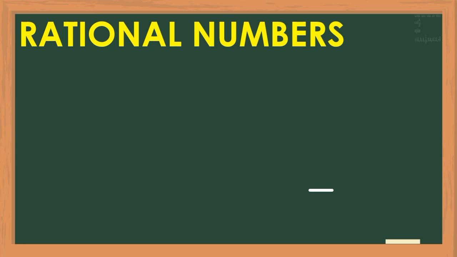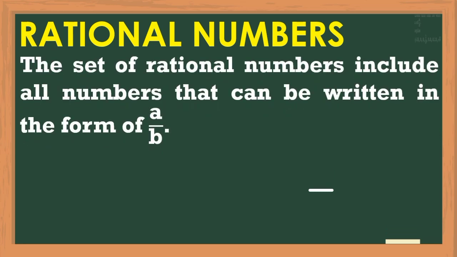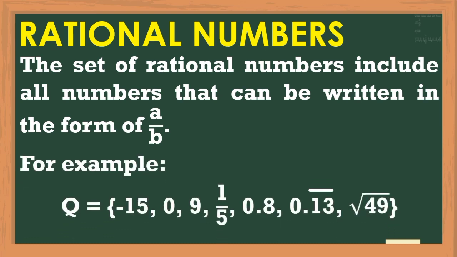So, we will repeat. The set of rational numbers includes all numbers that can be written in the form of A over B. So, when a number can be written in the form of A over B, like a fraction with a numerator and denominator, then we can classify that number as a rational number. For example, negative 15 is a negative integer. Negative 15 over 1, so its denominator is 1. So, it is a rational number.